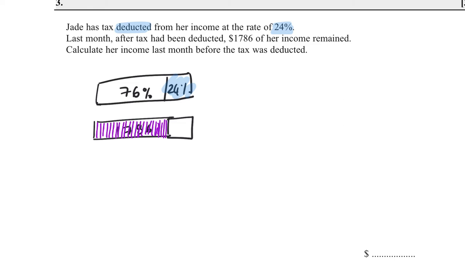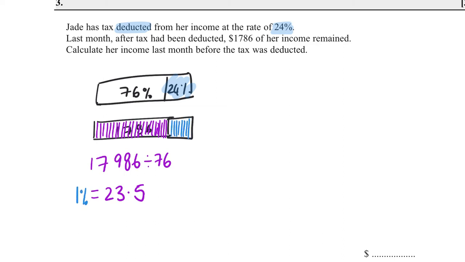76 times. So to find 1%, I need to do 1,786 and divide it by 76, don't I? To find my 1%. Which is 23.5. So now, how many times do I need to split 24 to get 24%?